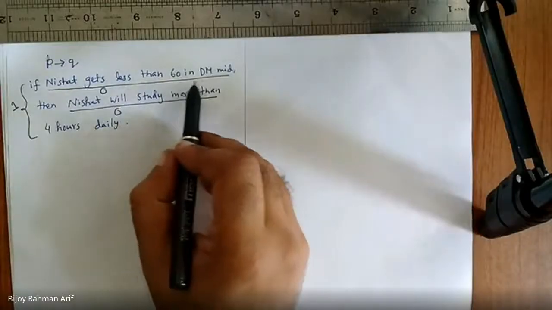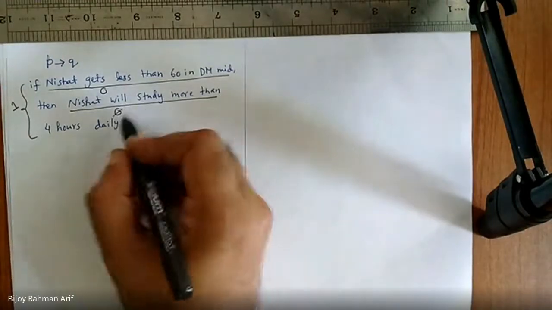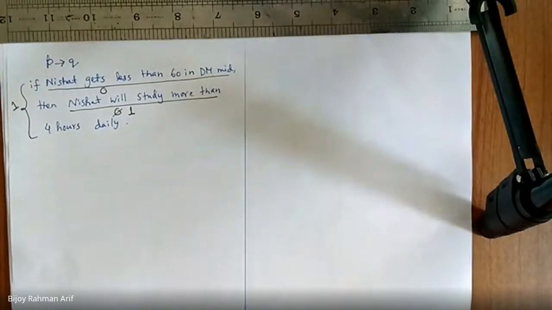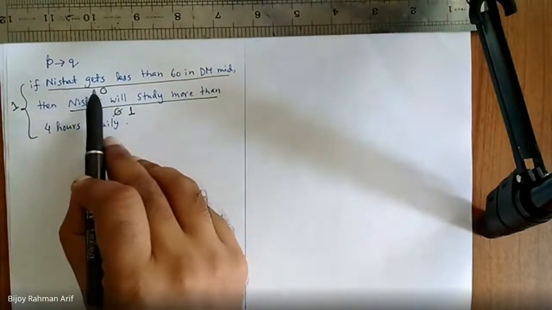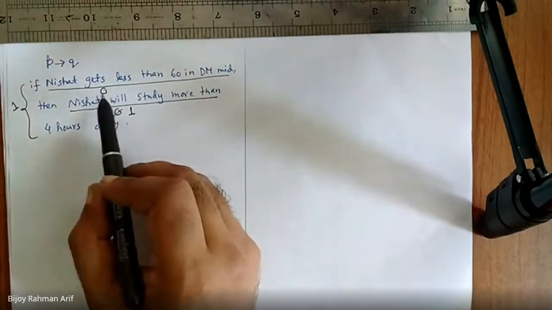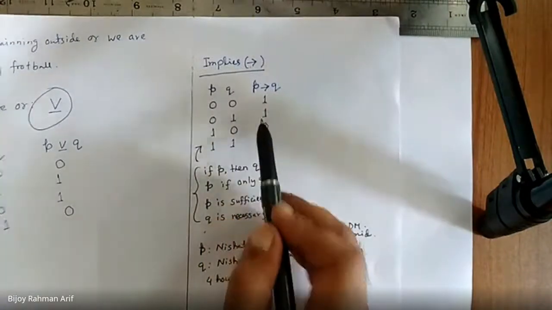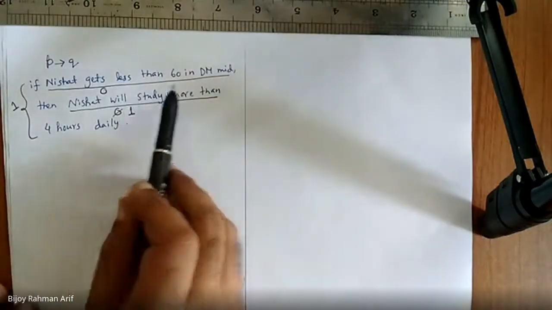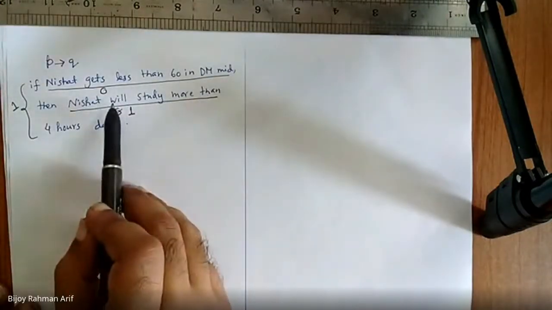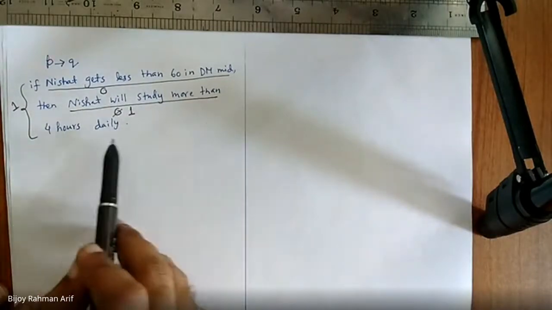Nishad gets less than 60 in discrete mathematics, and Nishad will study more than 4 hours daily. Look at this carefully. Nishad gets less than 60 in discrete mathematics, which is still false. We are going to the second entry: 0, 1, 1. So Nishad gets less than 60 is 0, and Nishad will study more than 4 hours daily is 1.